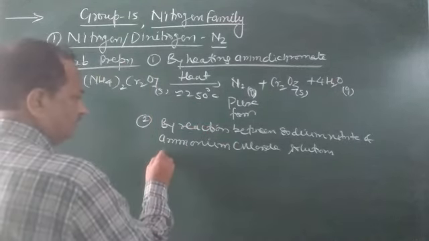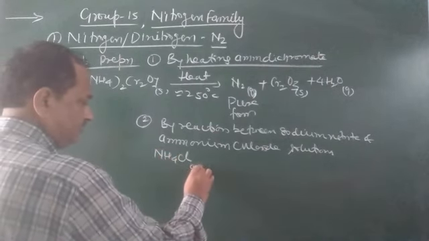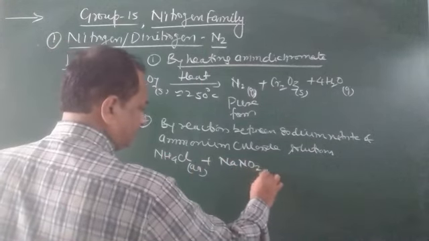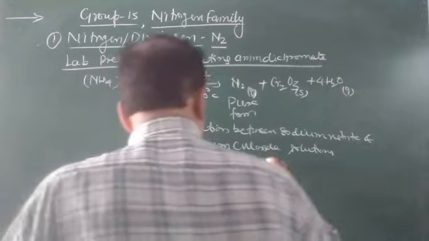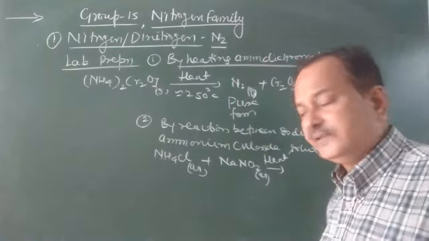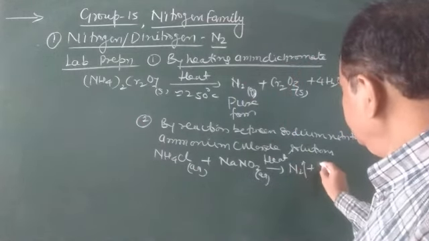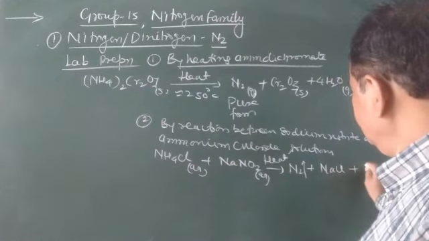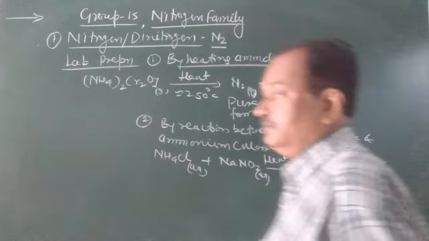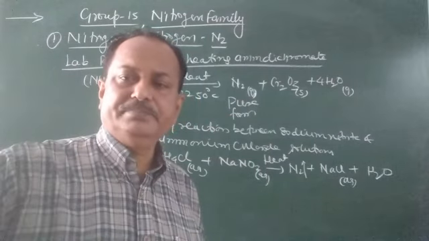So this ammonium chloride, NH4Cl aqueous, plus NaNO2 aqueous, on heating strongly, there is a reaction and there is nitrogen gas plus NaCl plus H2O, aqueous. So there are several methods to prepare any compound.